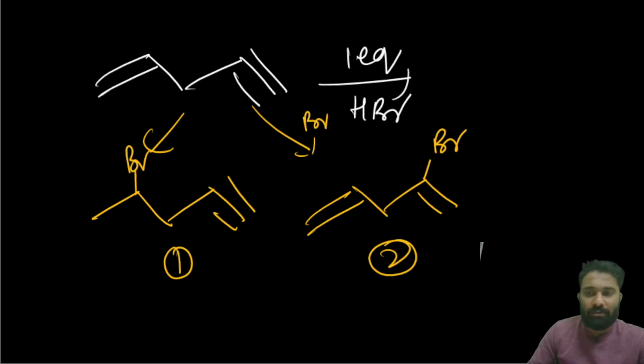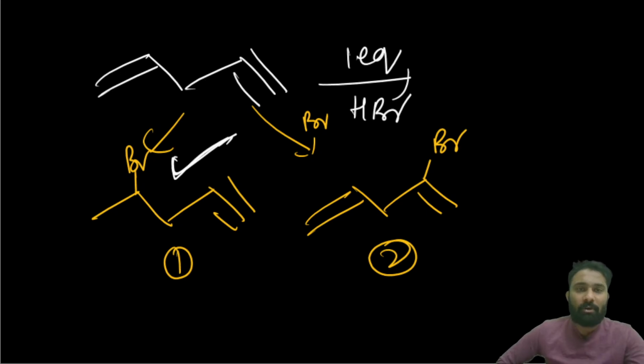Among 1 and 2, which is major? Why? Because here the pi conjugation is not possible. There is no resonance. When there is no resonance, you have to cross check which produces the stable carbocation. Based on the stability of the carbocation, you have to give the answer. So the first one is major. Clear? Done?